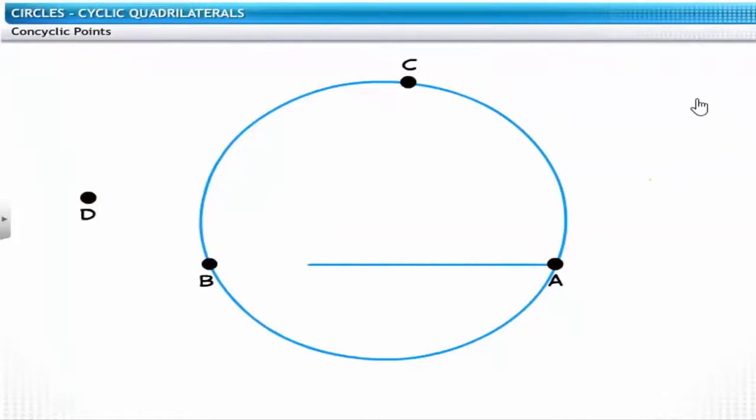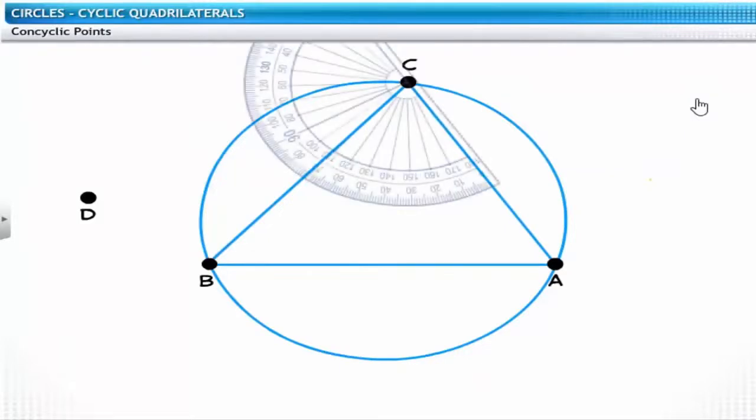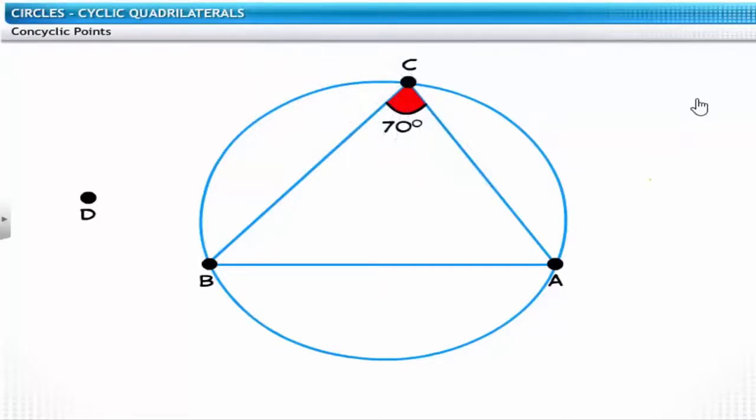First, let us join AB, BC and AC. Now, let us measure angle ACB. In this position, angle ACB is equal to 70 degrees. Now, we are very close to finding the correct position for D. We just find another point that makes the same angle as angle ACB with AB. In this case, we find another point that makes an angle of 70 degrees with AB, and that is where D should stand.